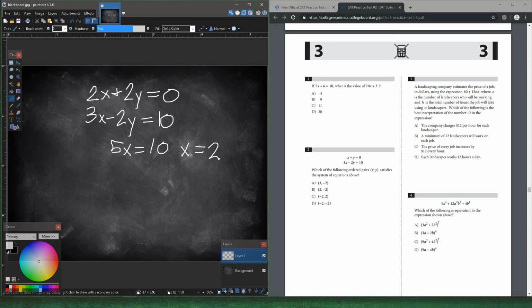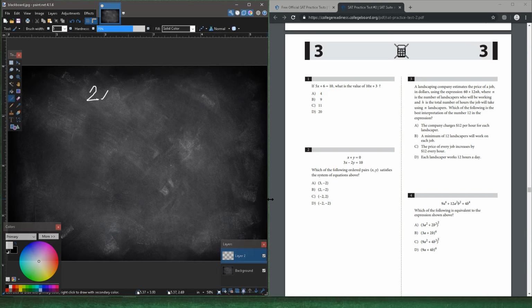So plug in x is equal to 2 in the first equation, so that's 4 plus 2y is equal to 0. So y is now equal to negative 2. So the answer is (2, negative 2). Sorry, my handwriting is bad. So the answer is B. It's a pretty easy system of equations question. So if you ever need to double check for these questions, just do the exact same way, or plug in each of the answers.